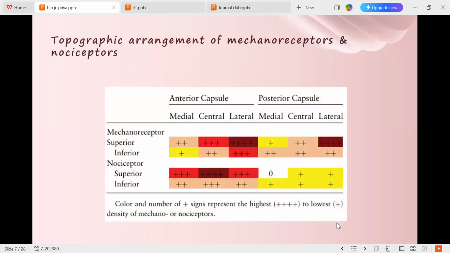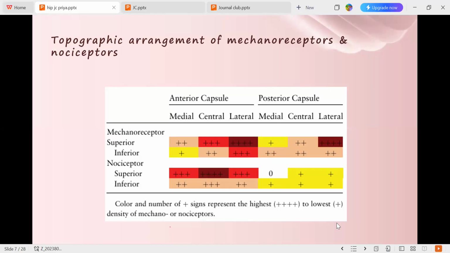When we look at where these nociceptors and mechanoreceptors are located, nociceptors are more numerous in the anterior capsule, in the superior central quadrant, decreasing towards the medial and lateral sides on the superior-most aspect. Compared to the anterior capsule, the posterior capsule has fewer nociceptors, and in the supromedial quadrant of the posterior capsule they are negligible.